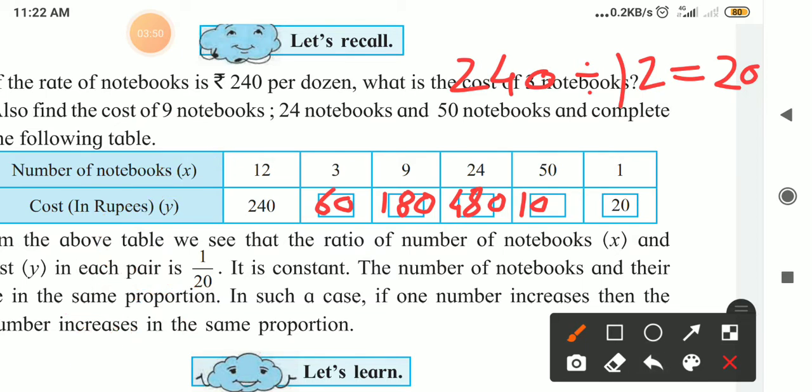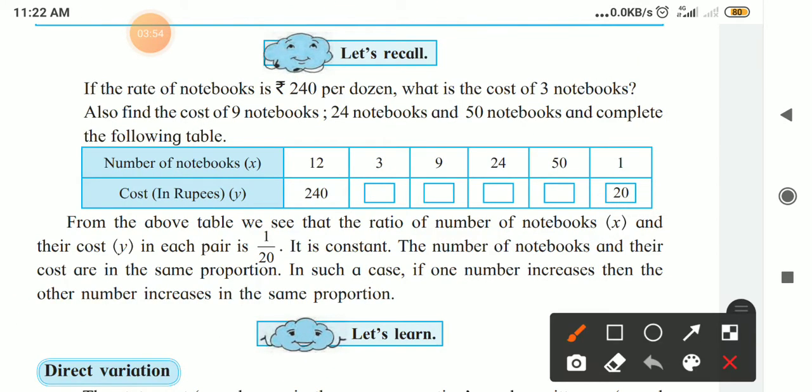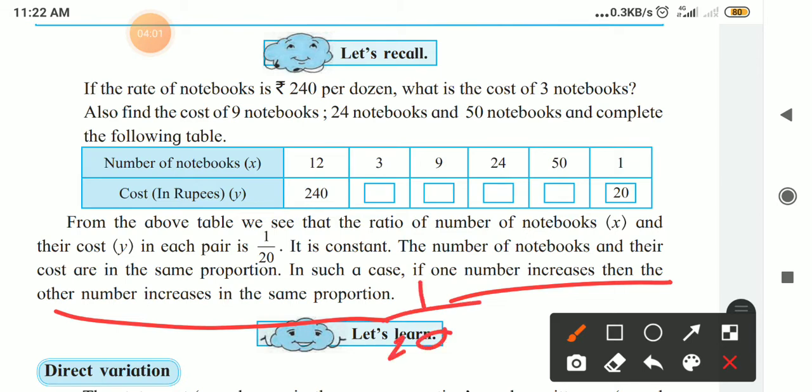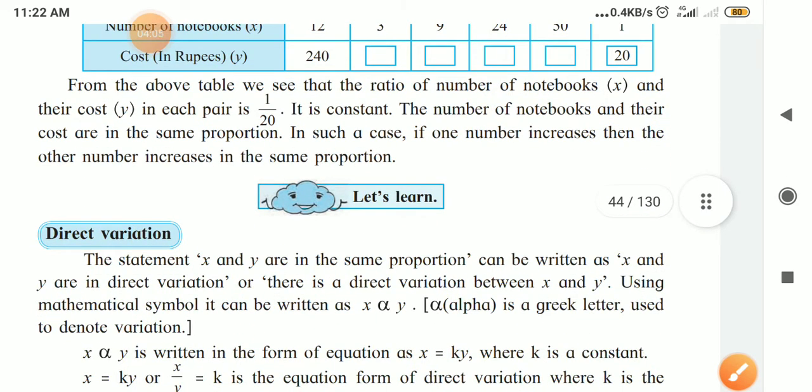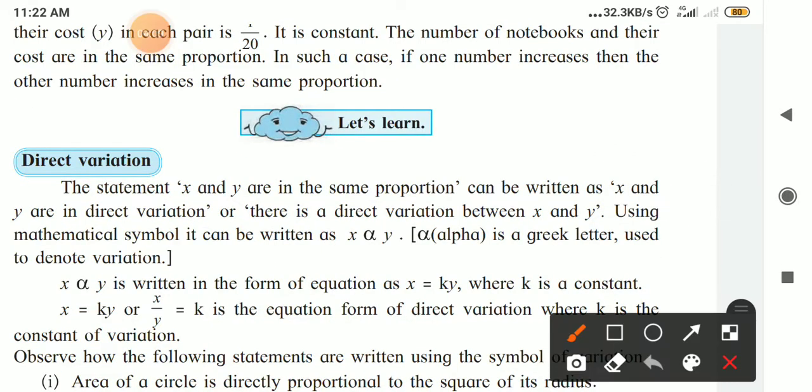And if we increase the number of notebooks, the cost also increases. So here it is given that if one quantity increases, then the other also increases in the same proportion. Same proportion means, in this example, which was the proportion? 1 upon 20. So such types of variations are called direct variation. In the statement, X and Y are in the same proportion, meaning 1 upon 20, we can write X and Y are in direct variation. So how can we write it?